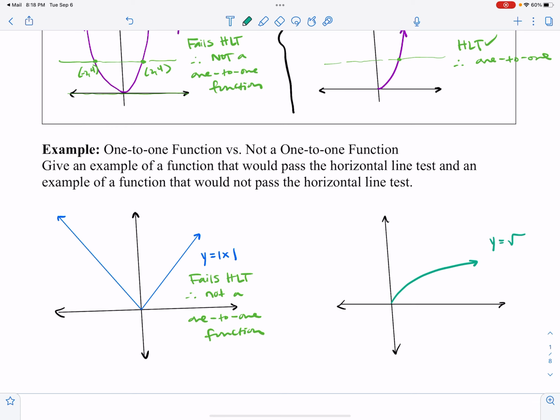So y equals the square root of x would pass the horizontal line test and therefore is a one-to-one function.